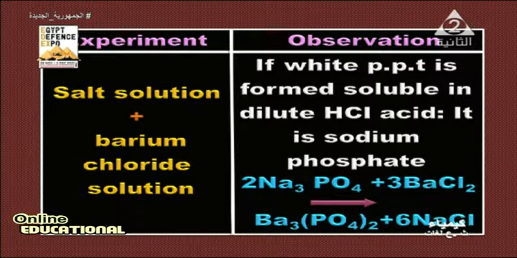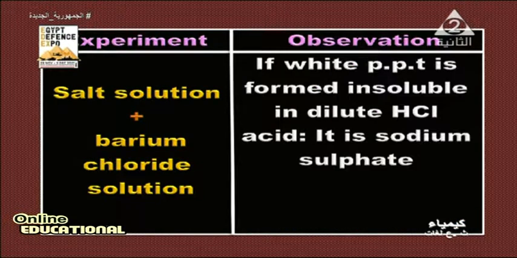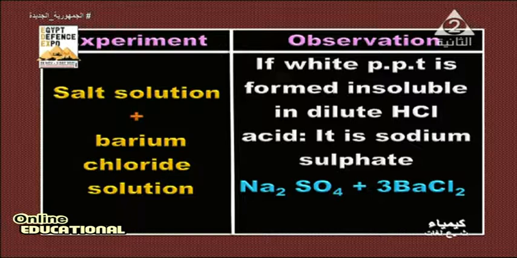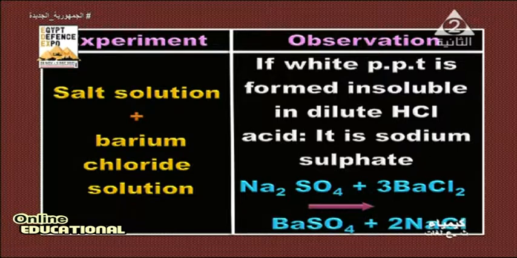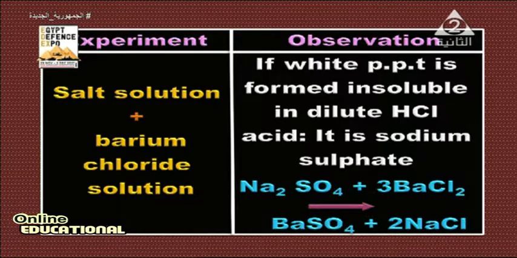Here the white precipitate is barium phosphate, soluble in dilute HCl, while the white precipitate which is insoluble in dilute hydrochloric acid is sodium sulfate. Here the equation: sodium sulfate plus barium chloride gives barium sulfate and sodium chloride. Here barium sulfate is a white precipitate which is insoluble in dilute hydrochloric acid.